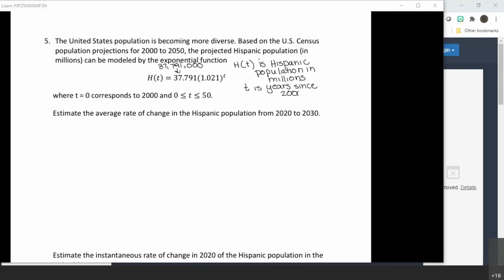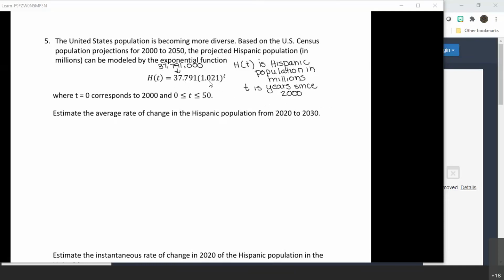So you're not ever going to plug in the year number 2000. The year 2000 is your 0 year. T is years since 2000. Here's your model. This is your starting value. This tells you the Hispanic population in the year 2000 in the United States, 37,791,000 people.